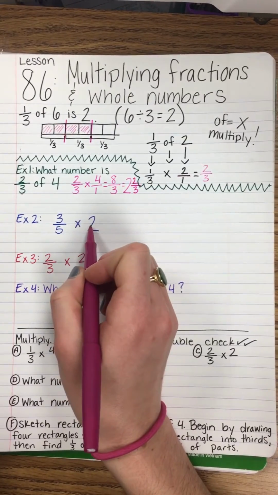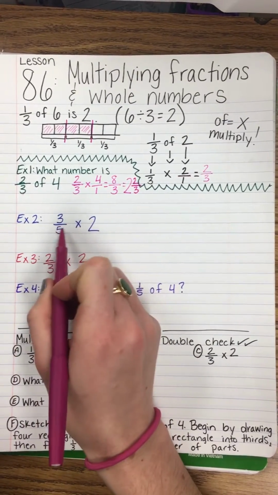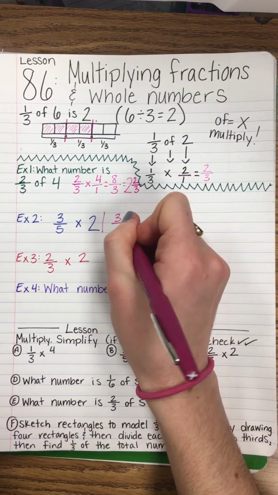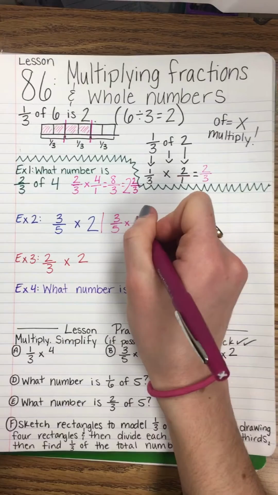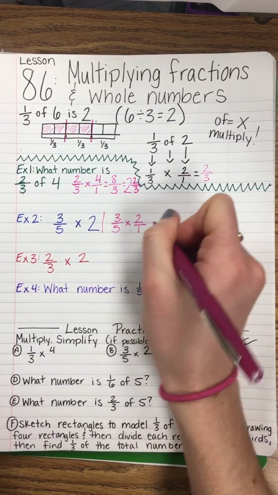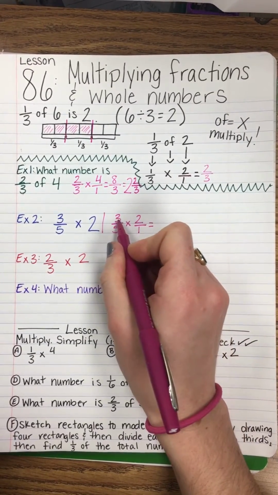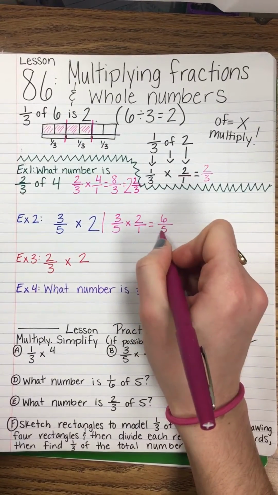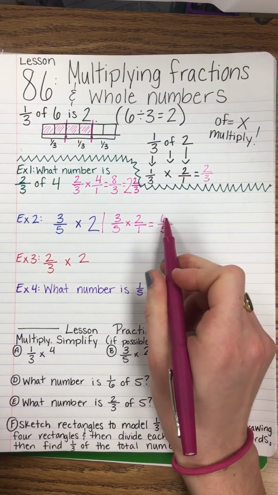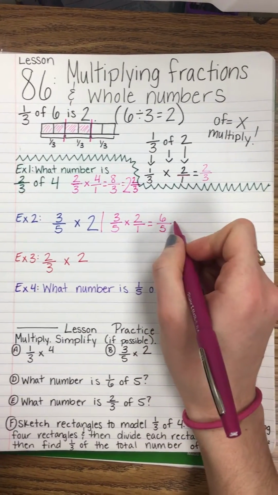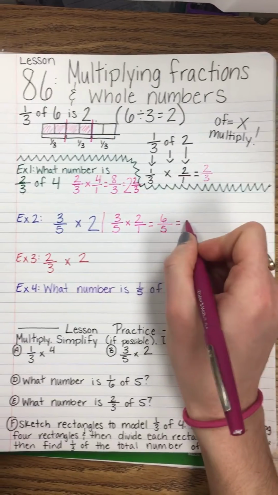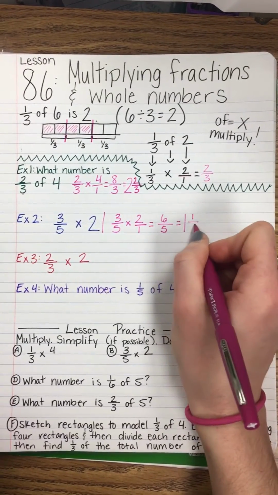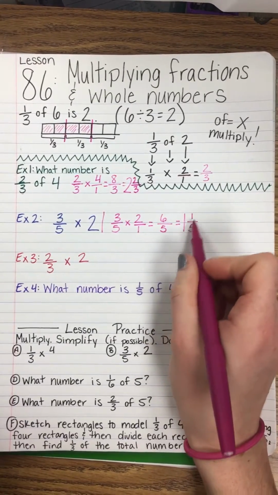3/5 of 2, or I said that, it's 3/5 times 2. So we're going to rewrite that to be 3/5 times 2 over 1, and then multiply straight across. 3 times 2 is 6, and 5 times 1 is 5. This is an improper fraction because the numerator is greater than the denominator. So that equals 5 can go into 6 one time with 1 left over, and our denominator stays the same. So it is 1 and 1/5.